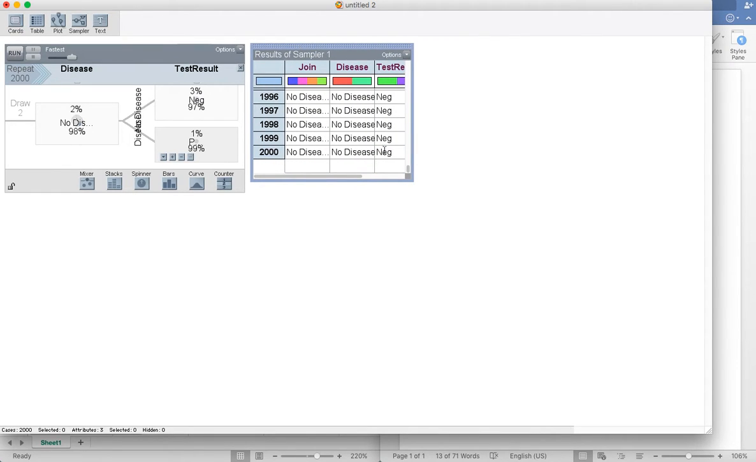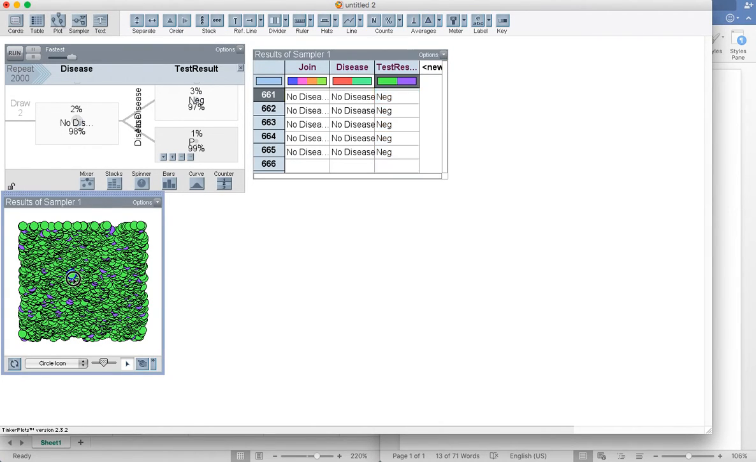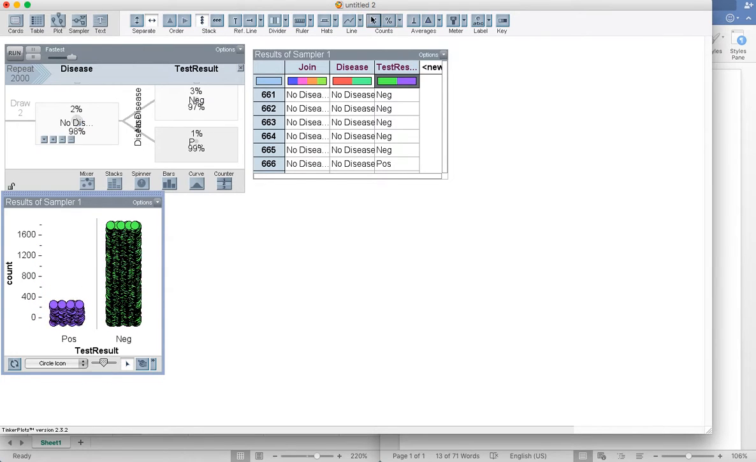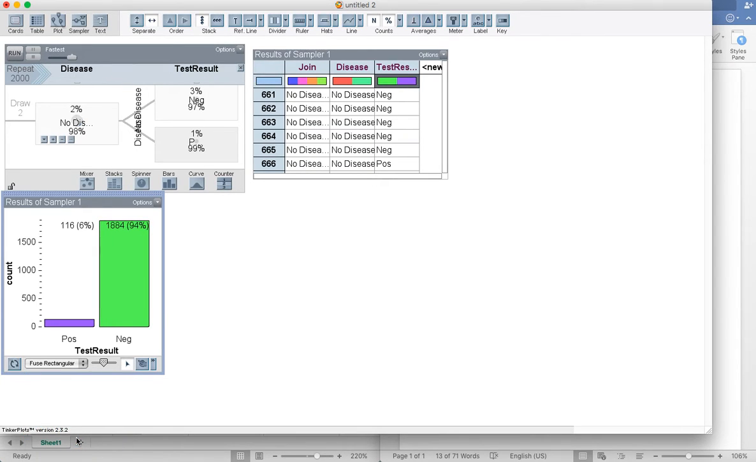So we can really do three different, very interesting plots that tell us very different information. Let's look at the test results first. I got two different color plots, positives and negatives. Let's stack them, count them, get the percents, and I'm going to turn these into rectangles so I can see them a little easier. So it looks like on my test results, I had 6% positive result, 94% negative result.